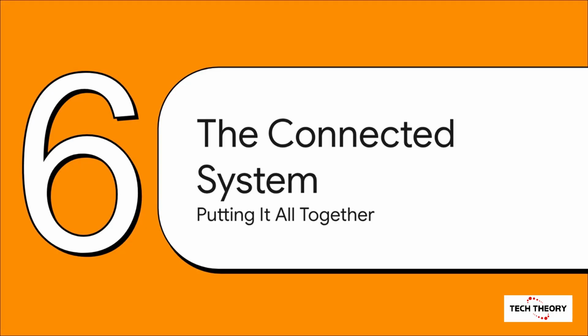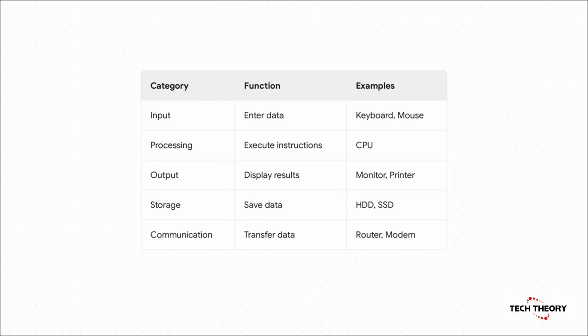So we've met all the individual parts. But here's the thing. The real magic isn't in any one piece. It's how they all talk to each other and work together as this one lightning-fast connected system. This table really pulls it all together, doesn't it? Just think of it like a sports team.